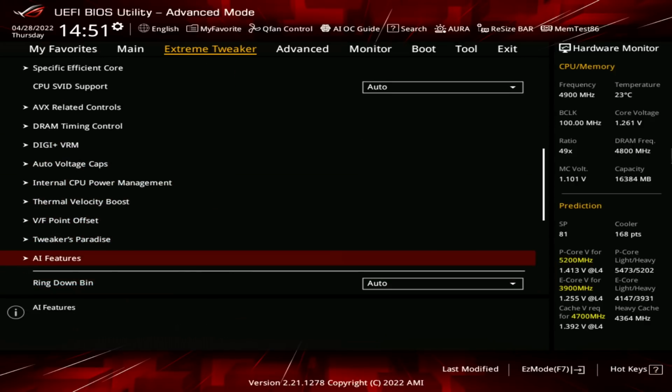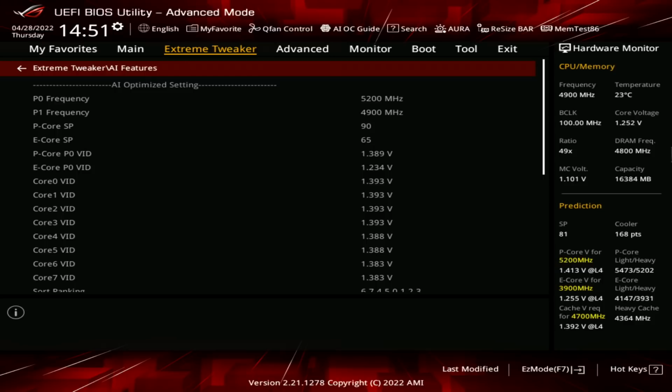So if we go over to AI features over here, you also get a more detailed breakdown of the SP ratings in here. Like my 12900K has a P-Core SP rating of 90, which is slightly below average, though at this point, well, we'll get to that. And an E-Core SP rating of 65, which I don't know if that's good or bad because I don't care about the E-Cores.